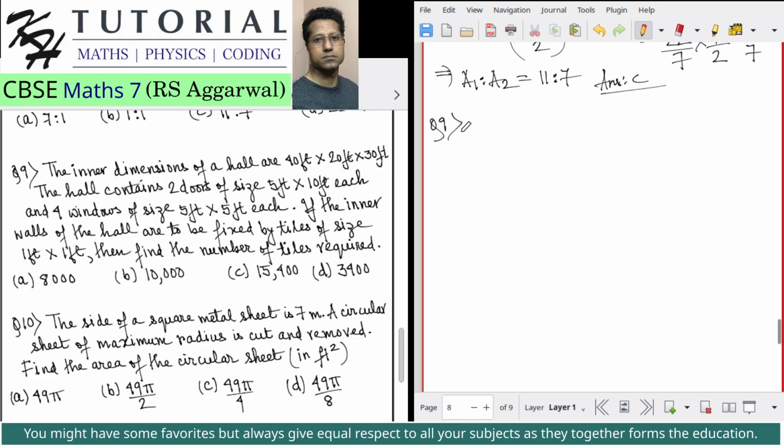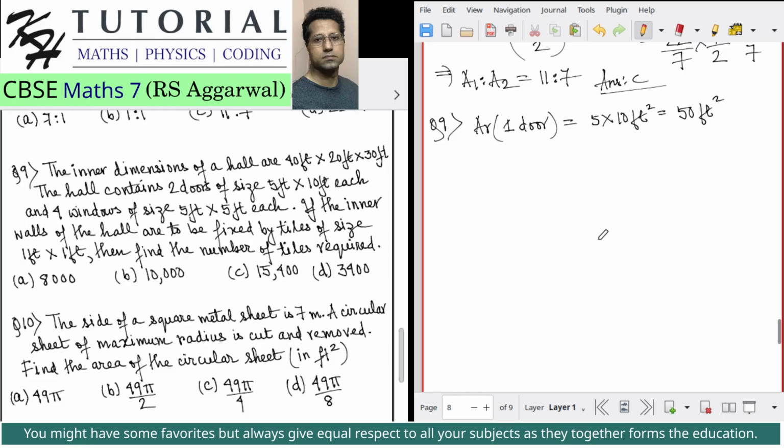So basically we have to find the effective area of the 4 walls, that is the area of the 4 walls excluding the area of the 2 doors and 4 windows. So let's find out the area of one door. The dimensions of the doors are 5 feet by 10 feet. So it will be 5 multiplied by 10 feet square, which is equal to 50 feet square is the area of each door.